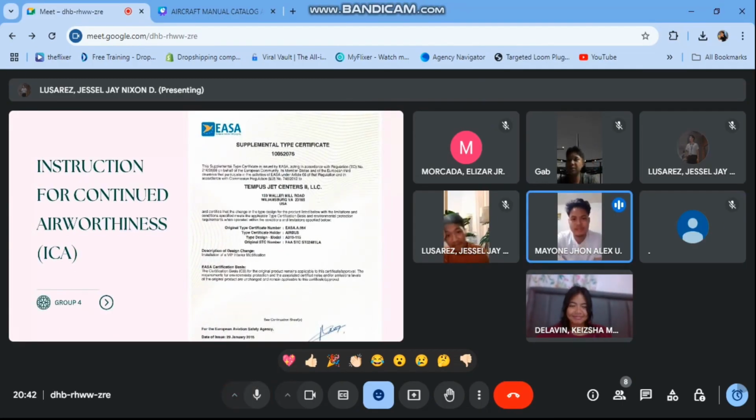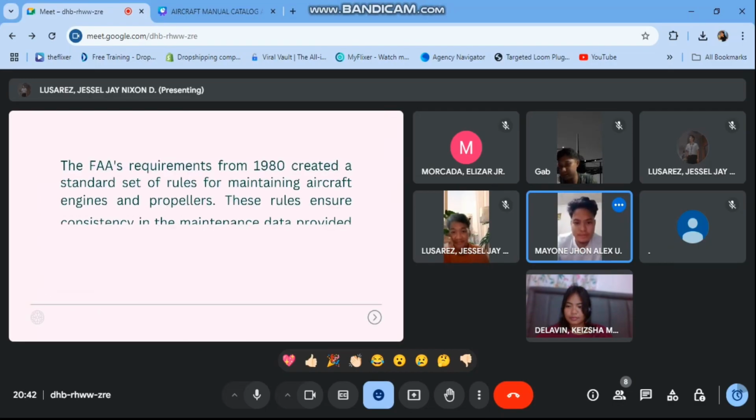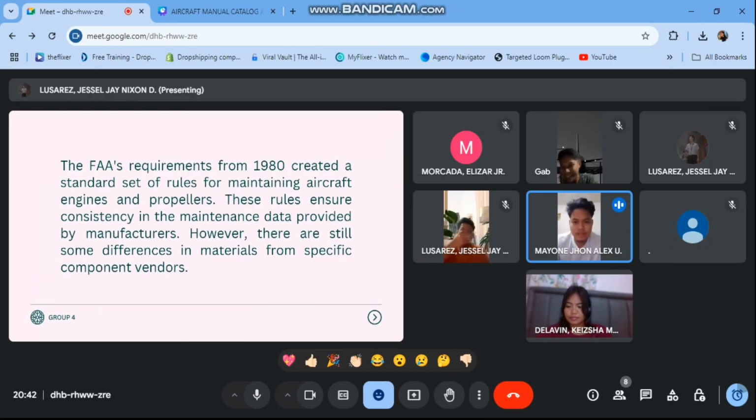Last but not the least, instructions for continued airworthiness, also known as ICA. The FAA's requirements from 1980 created a standard set of rules for maintaining aircraft engines and propellers. These rules ensure consistency in the maintenance data provided by manufacturers. However, there are still some differences in materials from specific component vendors.